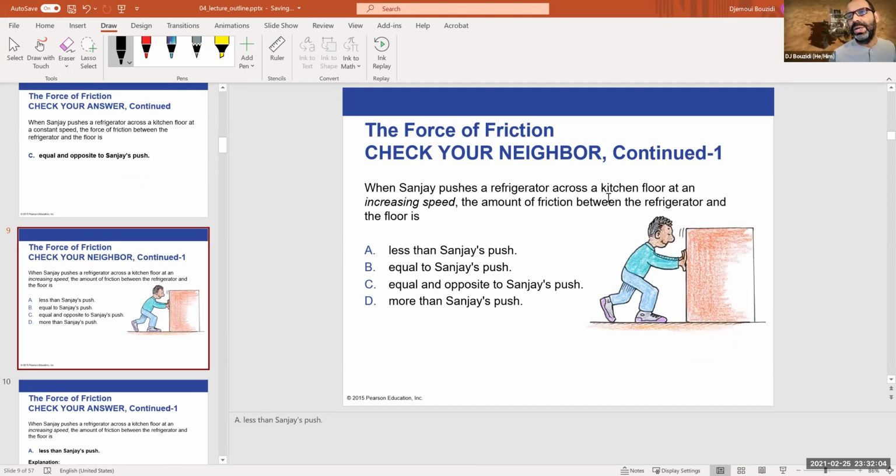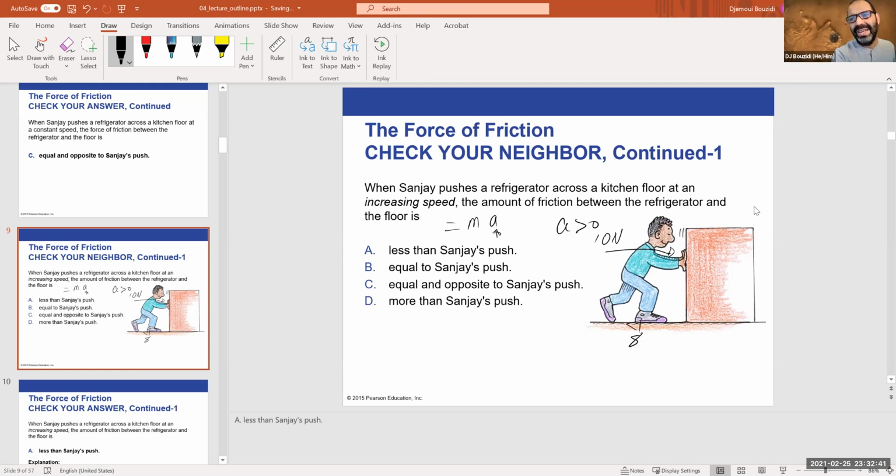So when Sanjay now pushes the refrigerator across the kitchen floor at an increasing speed, the amount of friction between the refrigerator and the floor, now here is a problem. a is positive because the speed is increasing now. The refrigerator is gaining more and more speed, okay? Let's say he's pushing with a force of 10 Newton. The friction cannot be 10 Newton anymore, because if it is, they cancel one another, and I will have ma where a is not 0, but a positive number. This m is the mass of the refrigerator, by the way. So the 10 must be greater than the friction.